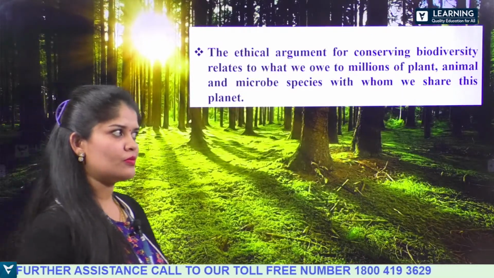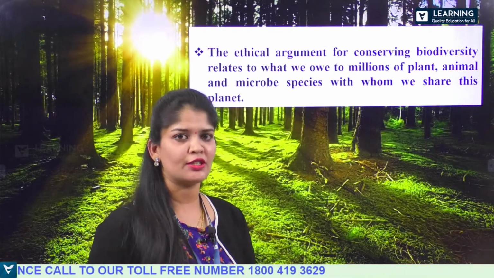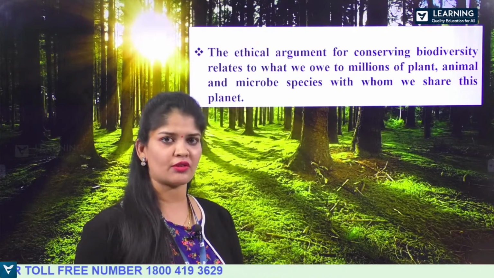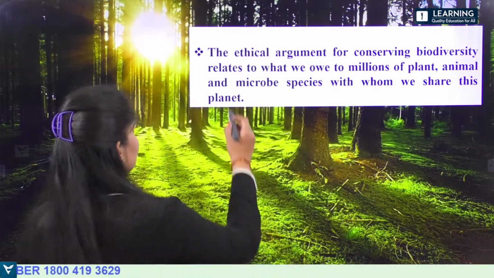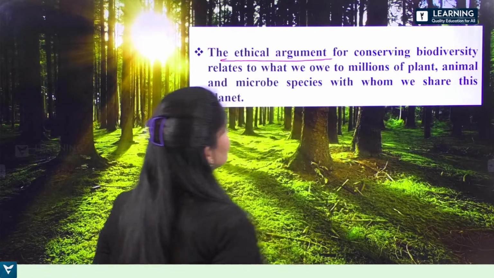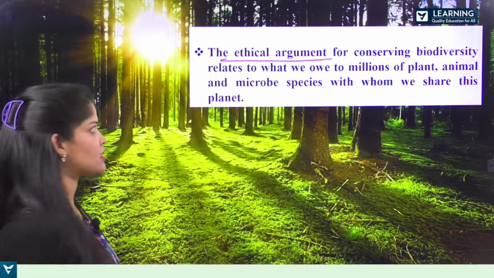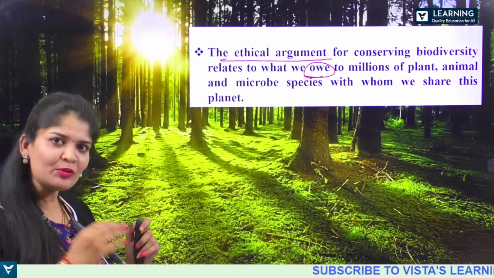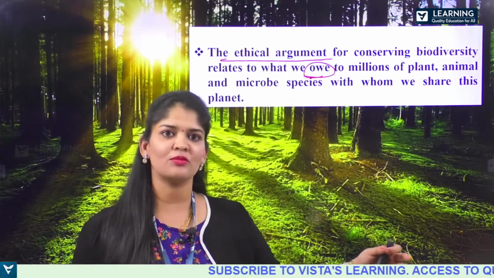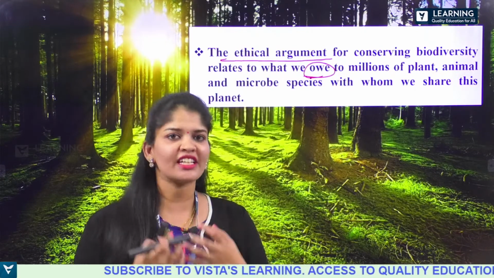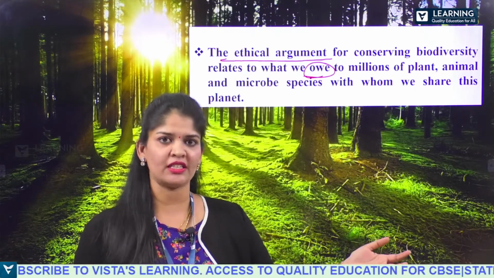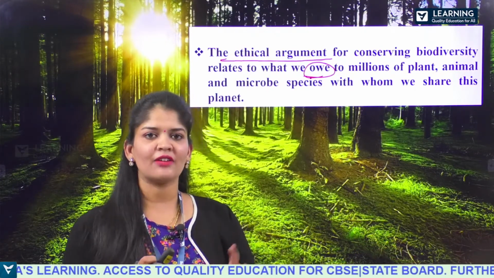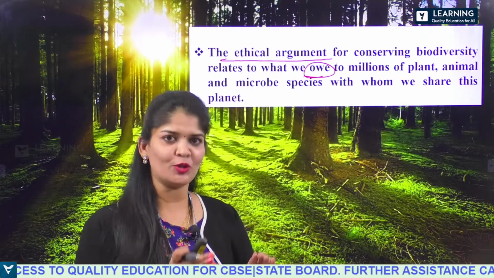Up to now we have discussed the narrowly utilitarian and broadly utilitarian arguments, and the last reason is called ethical. The argument for conserving biodiversity relates to what we owe. We need to pay back. We need to pay back to the plants and the animals, because they are providing for us. We are already enjoying the services they have been providing to us, but we have never given back. That is what we need to pay.